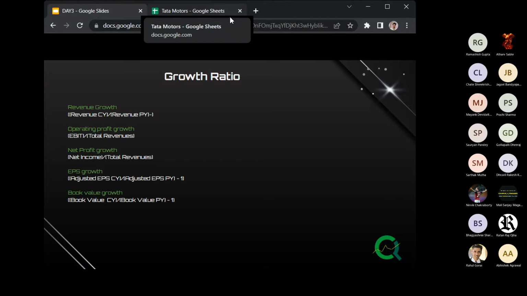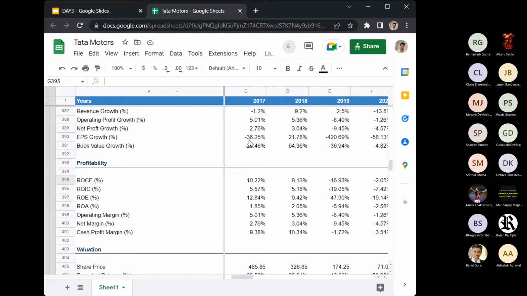What is that FCC? Where is it? Free cash, I think. FCF. Free cash.